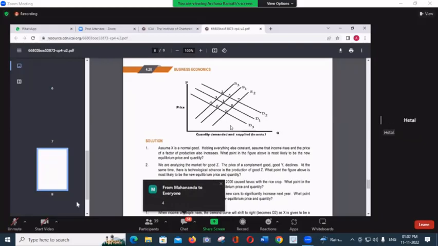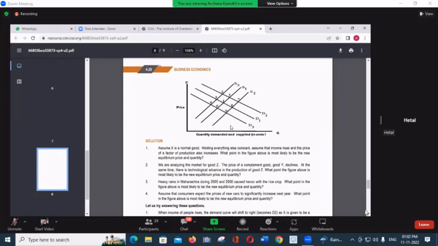Madam, one doubt in second question. Here the price of complement good declines. So accordingly, the demand of Z will increase, but due to technological advancement, the price of Z will decrease. No, you shouldn't think that way.